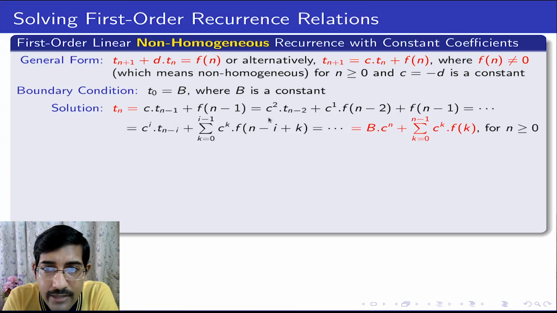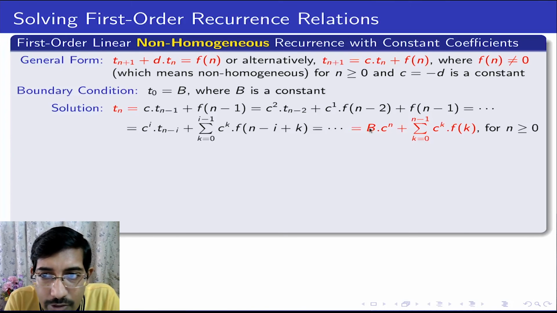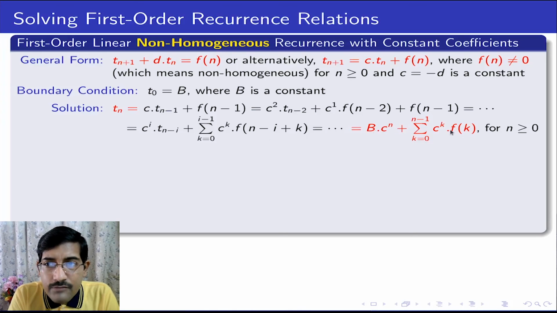Finally, c to the power i, this term, and all this: Fn minus 1, c Fn minus 2, c square Fn minus 3. You can see that this is the sum of c to the power k Fn minus 1 minus k, this term. So finally, when you go till the base, that is t0, it will be t0 c to the power n plus this summation. This form is the final one when you go till n.